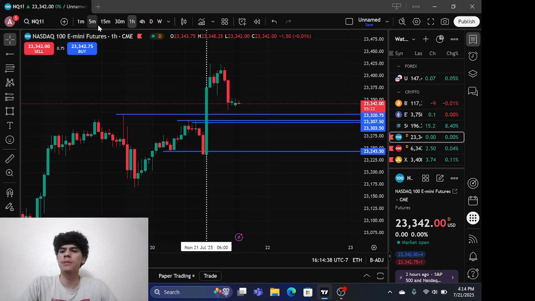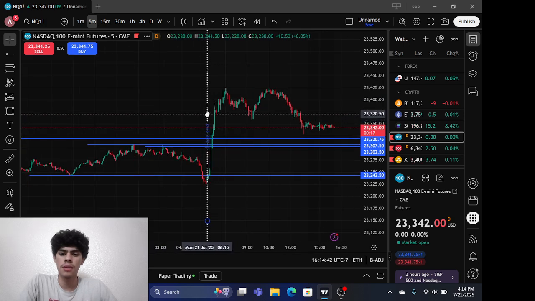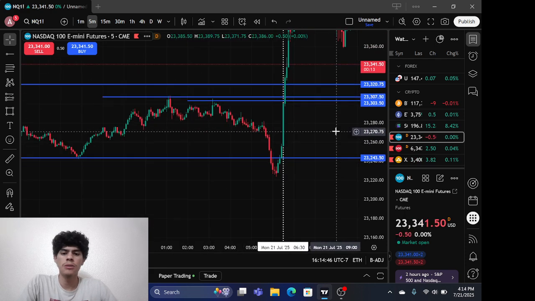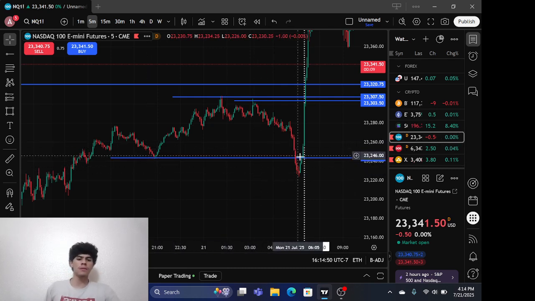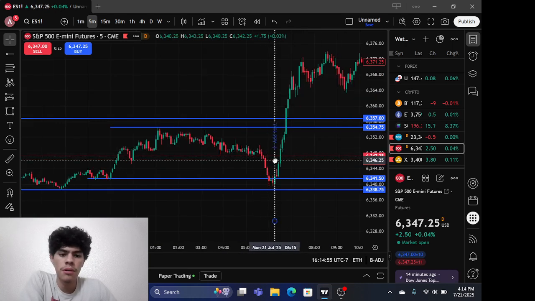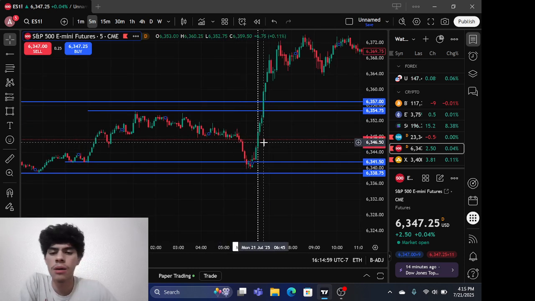Okay, so there we go. Let's go into the 5-minute and let's put it on market open. So pre-market, we came down here and took out these lows already, like an hour before market open. So close to an hour.